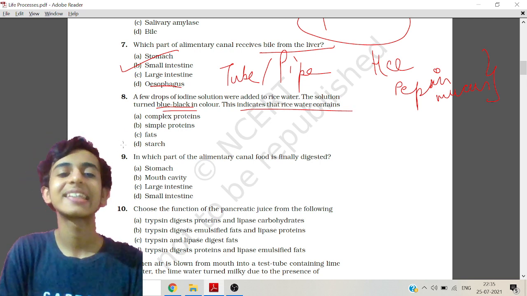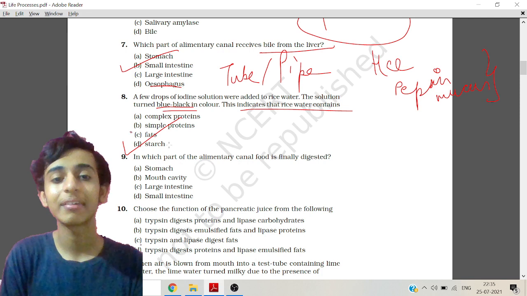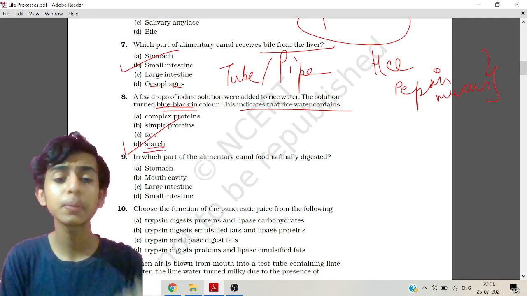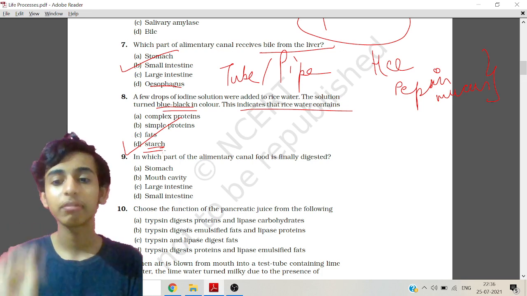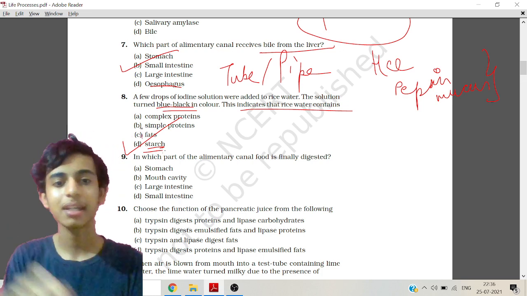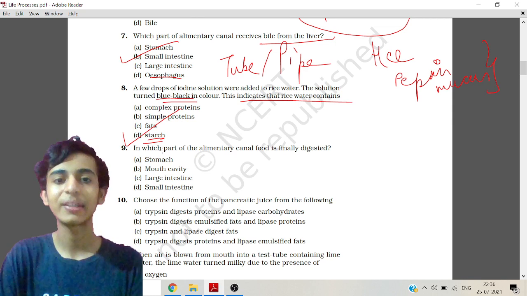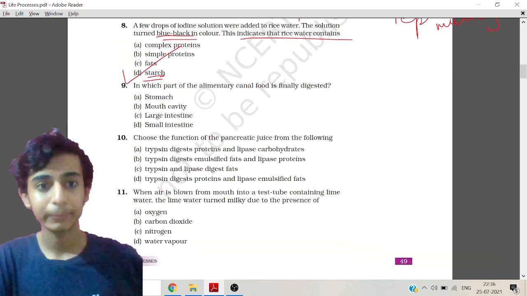I think you've read this in 6th or 7th class, a test for which of the following? Yes, starch. Because if starch is present, as we did in the photosynthesis activity, when we were proving chlorophyll is essential for photosynthesis, at that time also we did that, right? I taught you about that. So starch should be your correct answer.